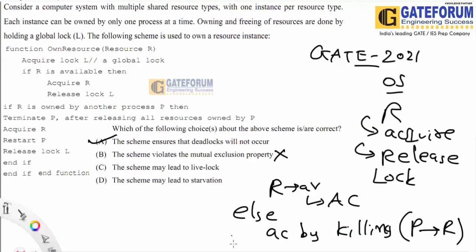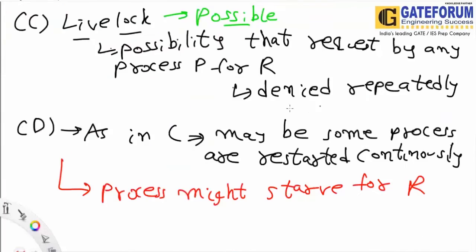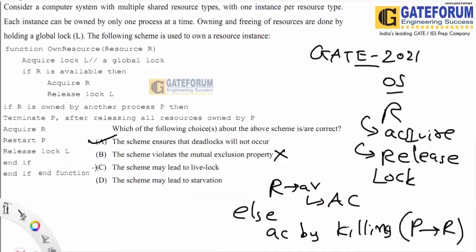The scheme may lead to live lock. Yeah, that request for I is denied repeatedly, and because of that, starvation might also occur. So here, because of this, live lock and starvation both would occur. So the answer is basically A, C, and D.